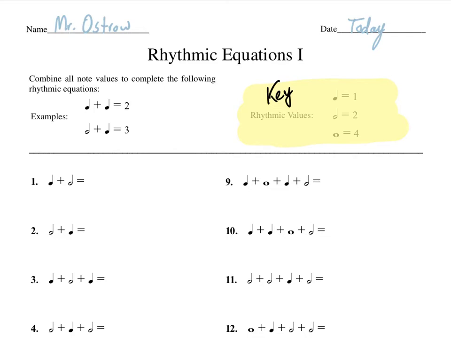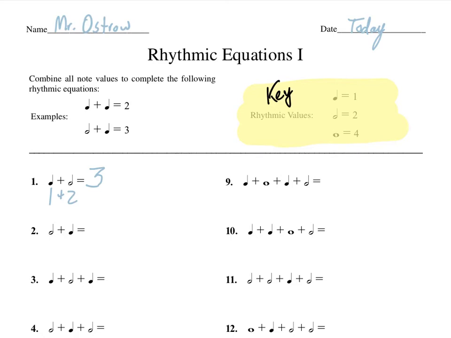Number 1 down here, it shows a quarter note plus a half note. So if you look, this is a quarter note, and it says it equals 1. So to do that, I'm going to write 1 plus, and this is how you're going to show me your work. We have a half note, and look over here, that equals 2. Okay? So that would be 1 plus 2 equals, and your answer would always go up here, 3.